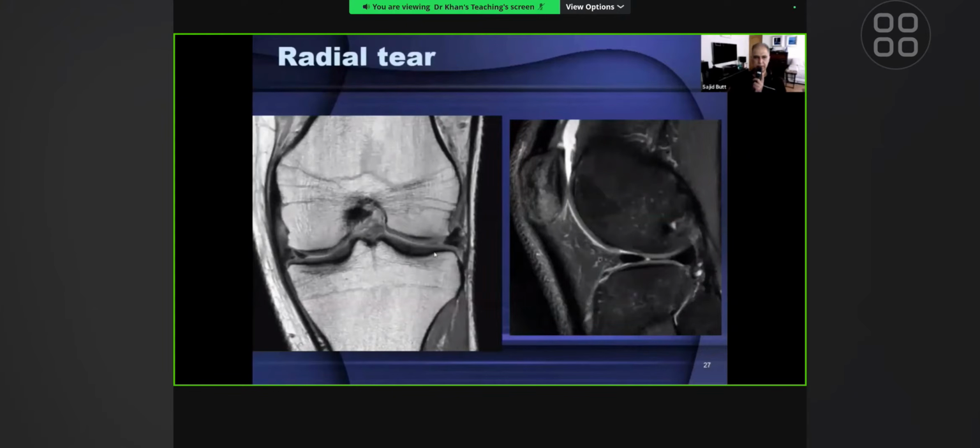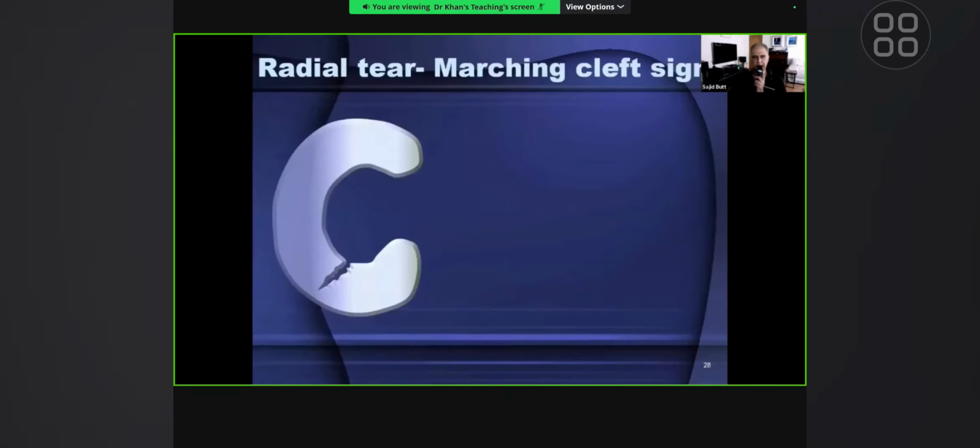Here in this case, we can see in the coronal imaging, there is a tear here in the medial meniscus, but concentrate on the lateral meniscus. We can see that there is a central edge of the meniscal tissue which is missing. And when you do sagittal imaging here, we can see that there is a sharp radial tear present right at the front, at the junction of the anterior horn and body of the lateral meniscus.